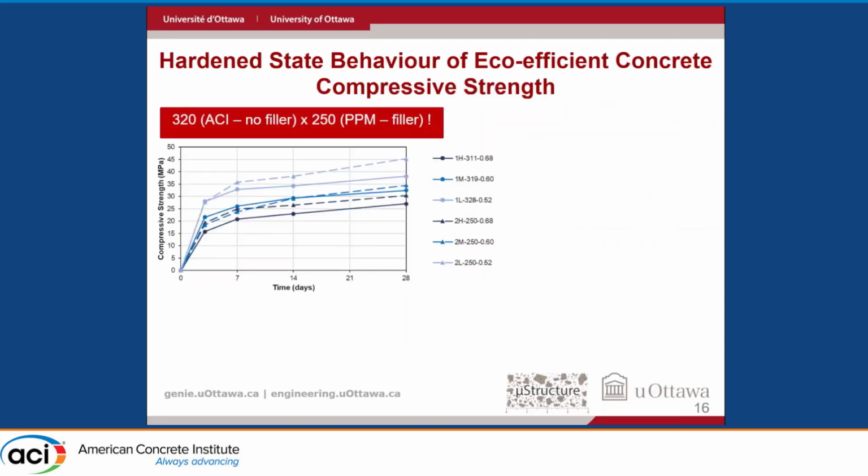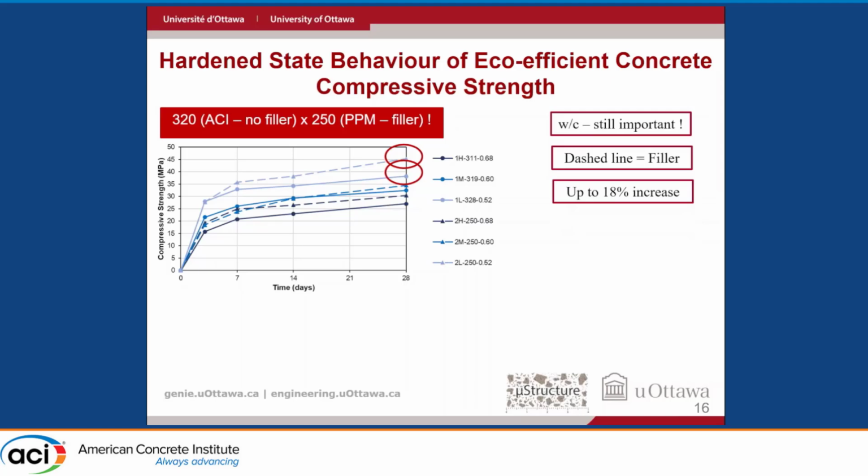Now, talking about hardened state, compressive strength, the first thing we could see is that the water-cement ratio governs, right? So the lower the water-cement ratio, the higher the strength, as we could already expect, it's very basic. But the use of filler, not only the use of filler, but the use of the particle packing model you see here, 250 compared to the 320 without fillers, we can have a 20% increase in compressive strength on average, which is very, very good. But this doesn't come just because of the filler.